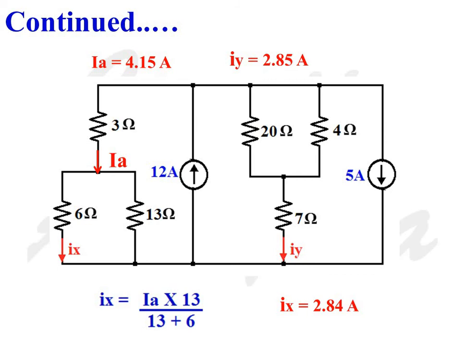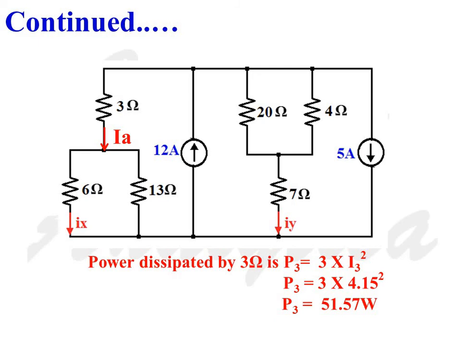To find Ix, we can apply current division rule. So applying current division rule, we will get Ix is equal to Ia into 13 divided by 13 plus 6. So we will get Ix is equal to 2.84 ampere.